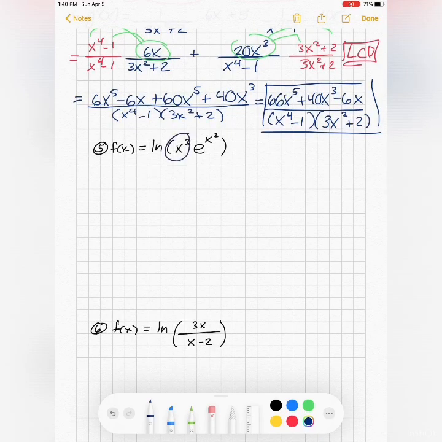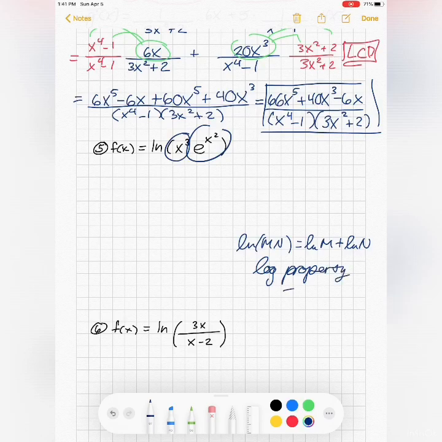So again, when I'm looking at this guy, first thing I see is I have that ln of a product. So I think I'm going to break that up using that log property that we talked about. In what section was that? 5.2? I think so. Okay. So so far, again, I'm not actually differentiating, just breaking up the logarithm using log property. So I'm still just working with the function itself, not the derivative.